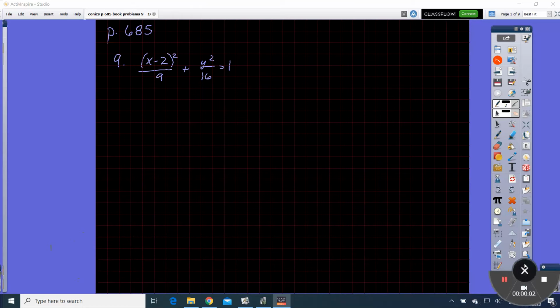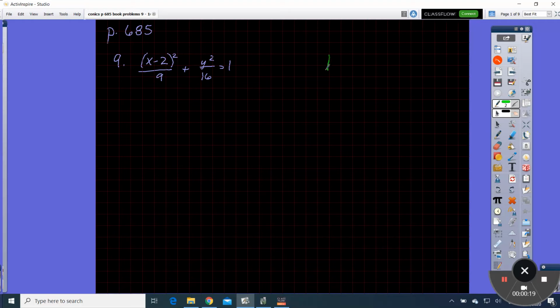So these are the book problems. I thought I'd hurry and run through them with you. I'm not going to go super slow, hopefully not. Try to go through them rather quickly. On number 9, I see it's a plus. These are different numbers. That means it's an ellipse. So I know that it's going to be an ellipse.